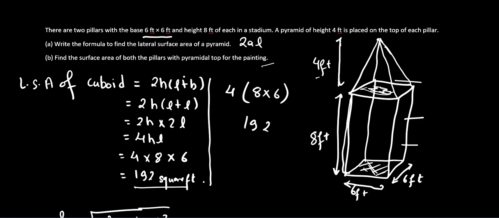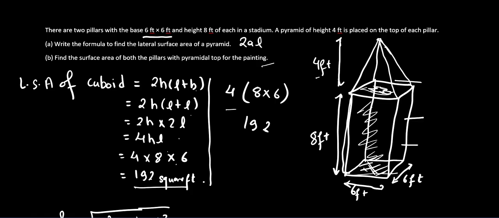We know area of four walls is 2h(L plus B). Here L and B are both same, so L plus L. So we get with this formula, or you can also use the concept of 6 multiply 8. You will get the area of this rectangular shape, and there are four such rectangular shapes. That's why multiply by 4. Both the cases you will be getting the same answer, that is 192.